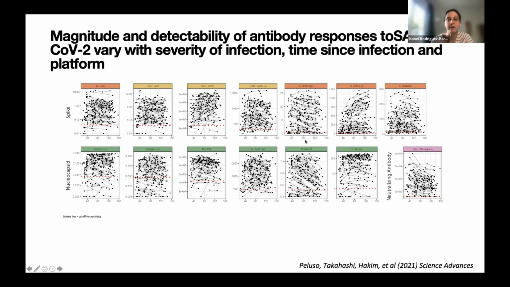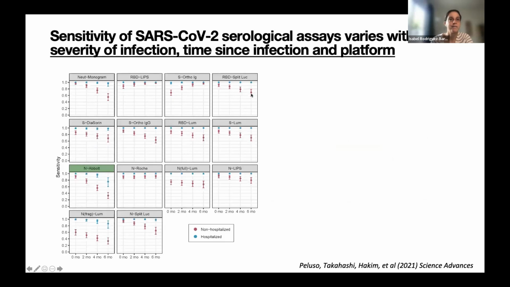And this was really concerning because this was exactly the assay that was used for most of the large-scale serological surveys conducted early in the pandemic. The Spain survey used the Abbott Architect, and many others did as well. And with this type of kinetics, that was really concerning, because of course, if responses are declining so fast, you can expect the sensitivity of the assay to decrease as well.